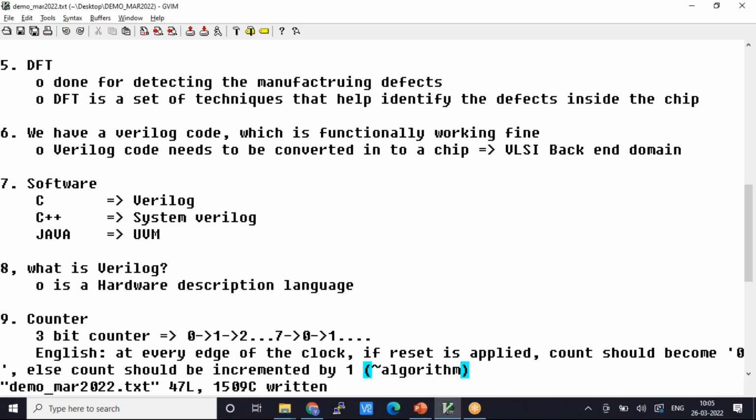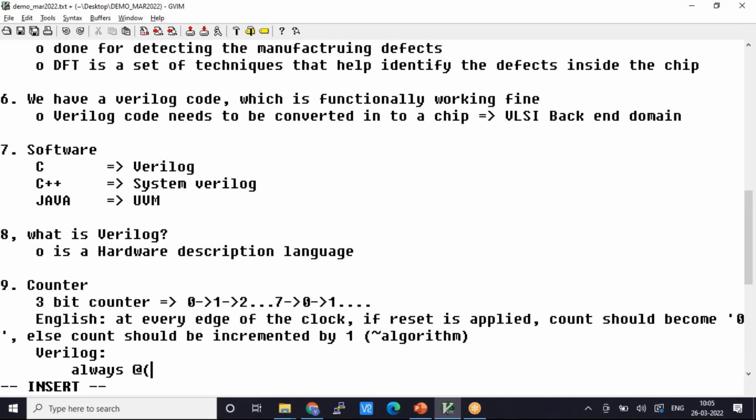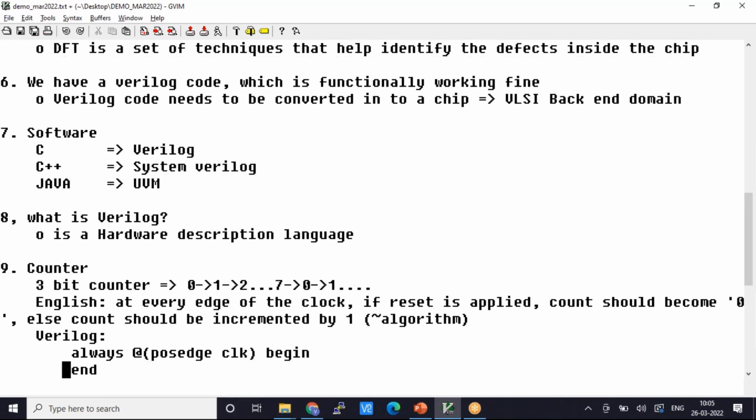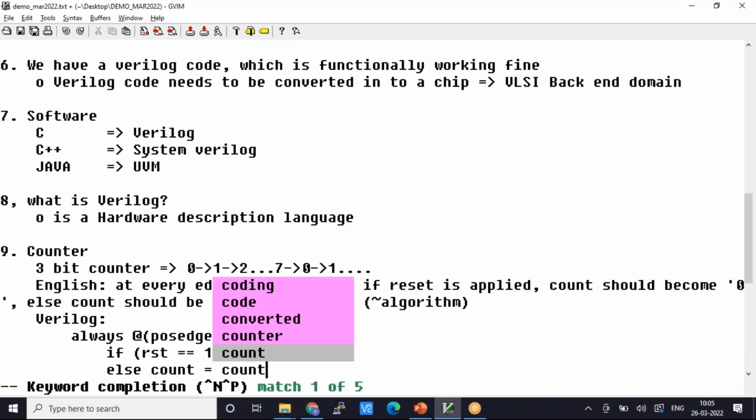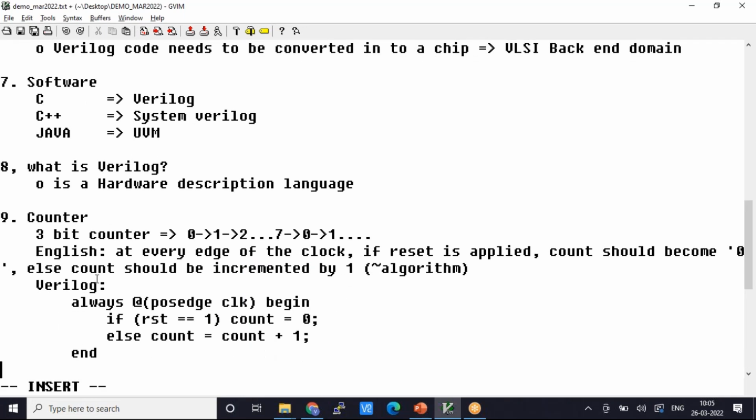Technically this is called a behavior. If I have to tell the same thing in Verilog, how do I tell it? Always at the positive edge of the clock, begin, end. If reset is equal to 1, I mean reset is applied, count equals 0. Else, if reset is not applied, count is made count plus 1. Understood? That is in English. We can write it in Hindi also, right? We can write it in any of our native languages also. So Verilog is different from those languages.